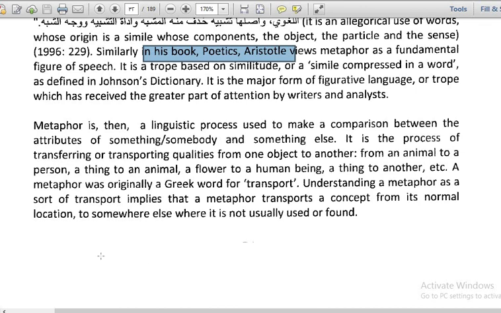Metaphor is then a linguistic process. You see, a linguistic process or a linguistic tool used to make a comparison between the attributes of something, somebody, and something else. Of course, without the use of as or like. It's the process of transferring or transporting qualities from one object to another, from an animal to a person, a thing to an animal, a flower to a human being, a thing to another, etc.